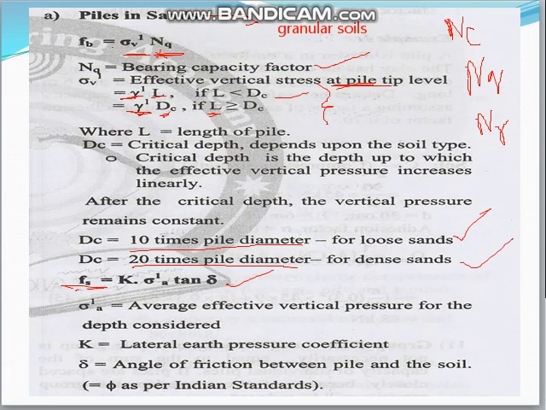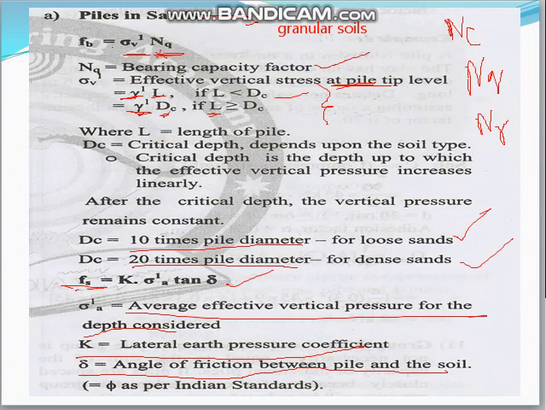Similarly, the skin resistance Fs is equal to K into sigma A dash into tan delta. Here sigma A dash is the average effective vertical pressure for the depth considered. K is the lateral earth pressure coefficient. Delta is the angle of friction between the pile and the soil. So here two things are given, FB and Fs.